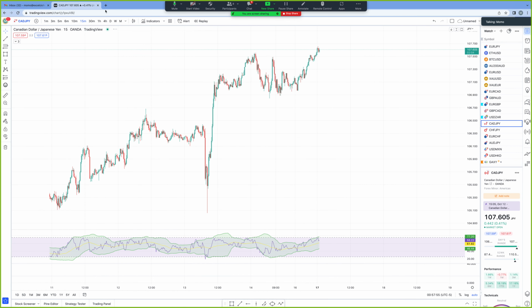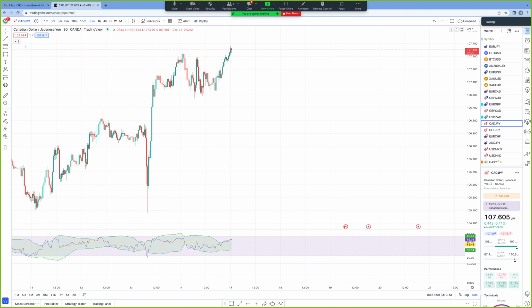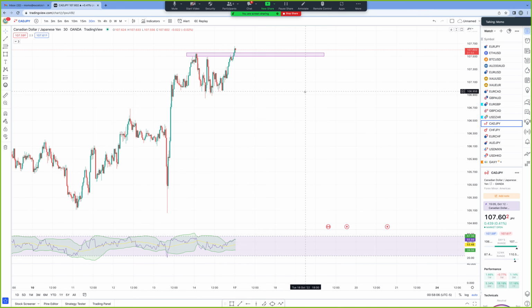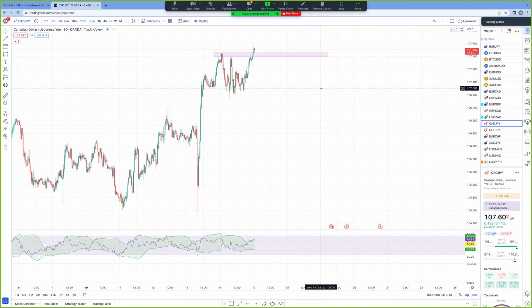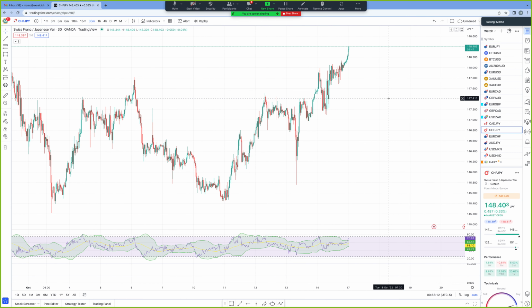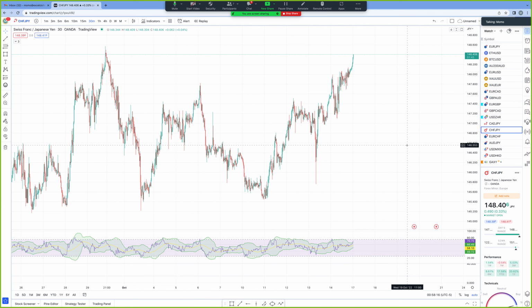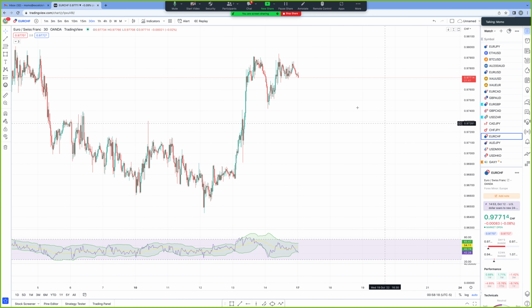CAD JPY. A nice break, marvelous. A nice break there. Wait for a retest to go long. CHF JPY, nothing too clear. Lots of chop here. The price is going up, so we don't have a very clear resistance.